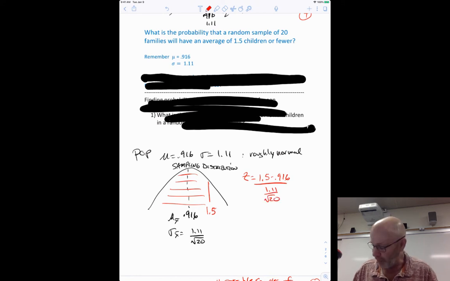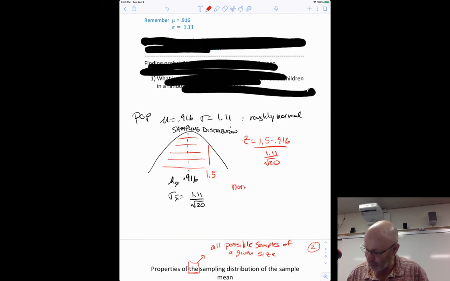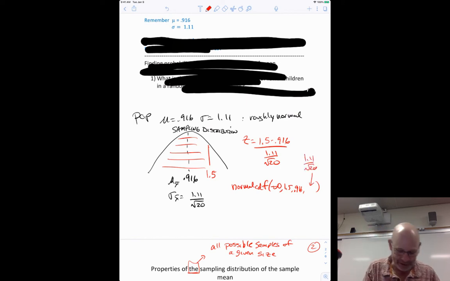However, hopefully we've talked about the calculator, so we can do this thing called normal CDF. We're going from negative infinity as my low end, all the way up to 1.5 with a mean of 0.916 and a standard deviation of 1.11 divided by the square root of 20. I can do that math real quick. Normal CDF from negative infinity to 1.5 with a mean of 0.916 and a standard deviation of 1.11 divided by the square root of 20. And I get 99%.